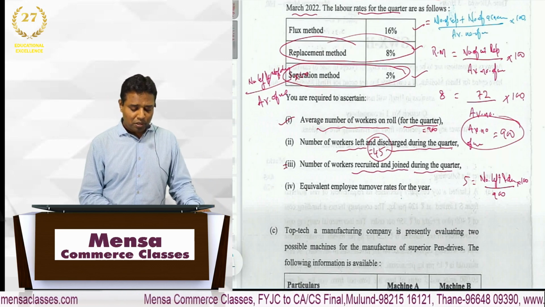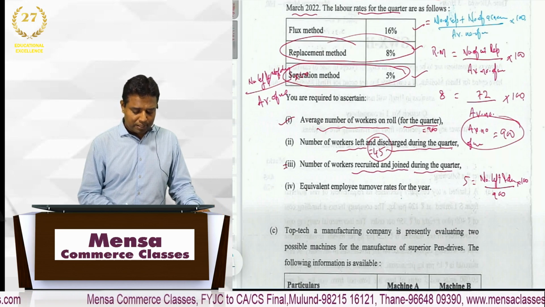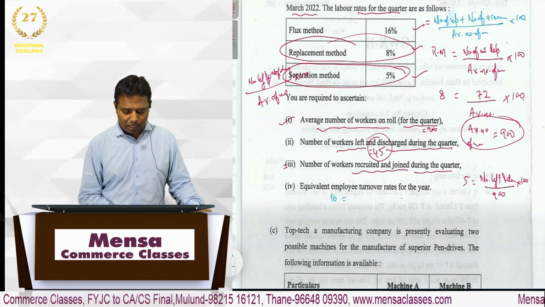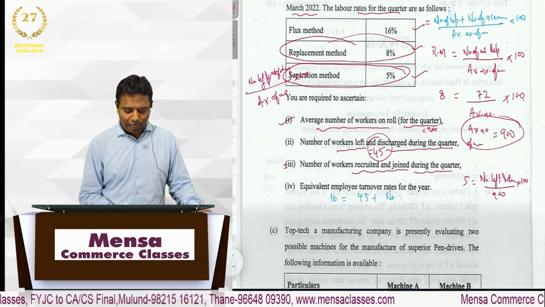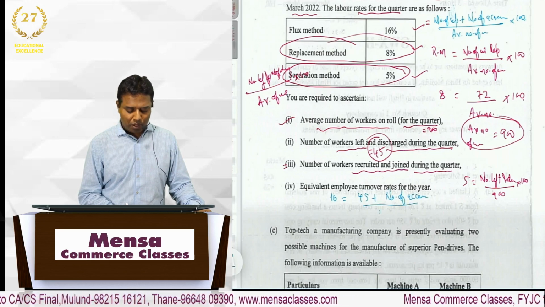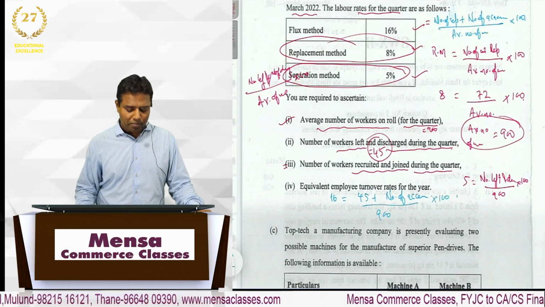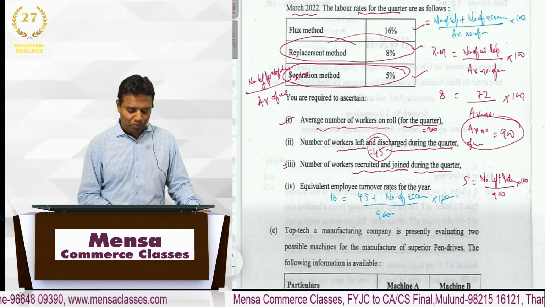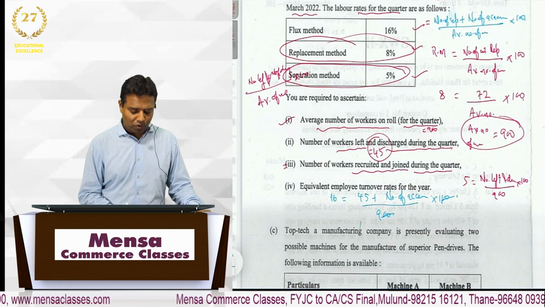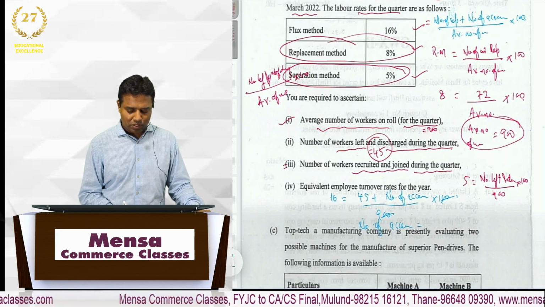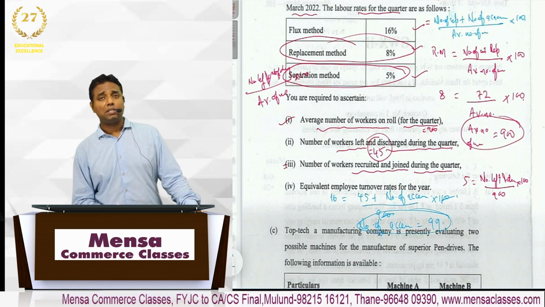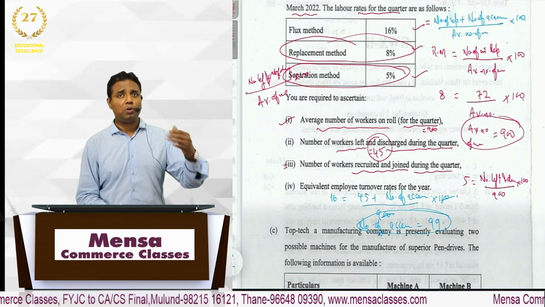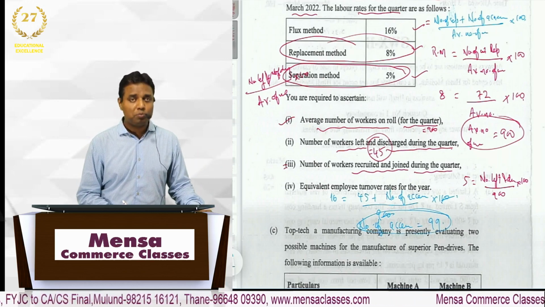So we'll put the values. The value will become 16. So 16 is equal to number of workers separated, 45, plus number of accessions, upon average number of workers 900, into 100. Multiply that, and this gets cancelled. This is 144, so 144 minus 45 gives number of accessions as 99. What is number of accessions? That is the total number of workers freshly recruited plus replaced, everything cumulative, comes to 99, right?